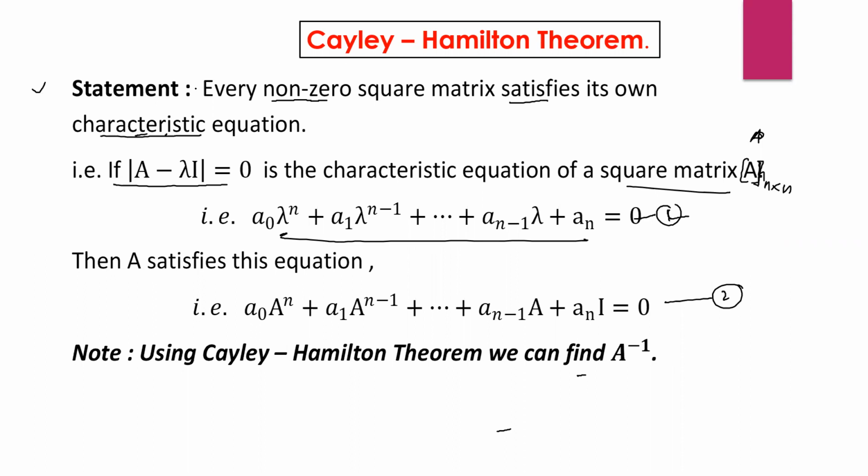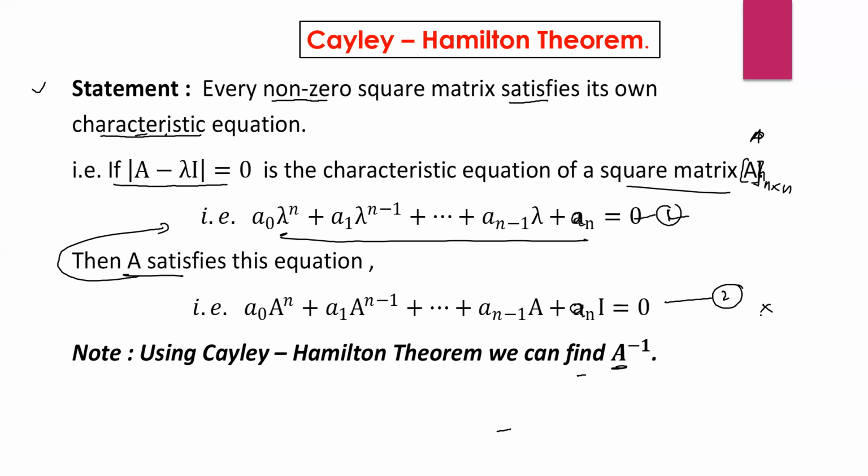Okay, then Cayley-Hamilton theorem says A satisfies, meaning the non-zero square matrix satisfies the characteristic equation. That is, instead of lambda, we substitute A here. That is a naught A raised to n plus a1 A raised to n minus 1 plus dot dot plus a suffix n minus 1 A plus a n I is equal to 0. Okay. Now, using this equation 2, meaning using this Cayley-Hamilton theorem, we can find the A inverse.